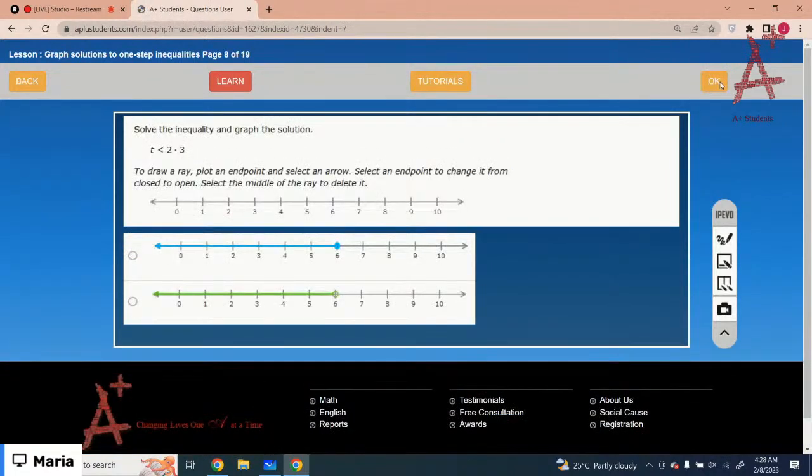Okay, D is less than 2 times 3. So 2 times 3 is 6, so the second option is the correct one.